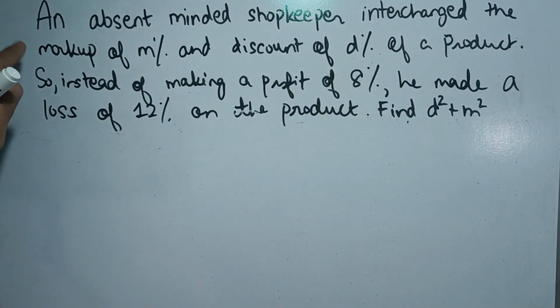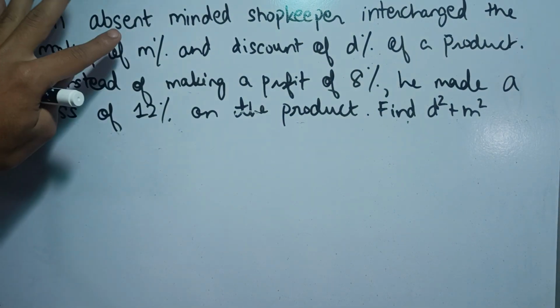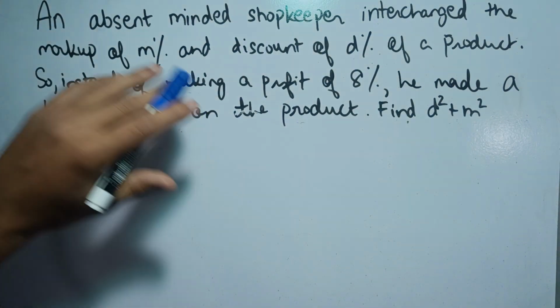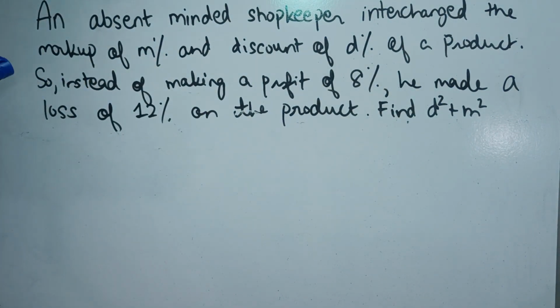In this question, we are given that an absent-minded shopkeeper interchanged the markup of M% and a discount of D% of a product. So instead of making a profit of 8%, he made a loss of 12%. Okay, so let's start the question.